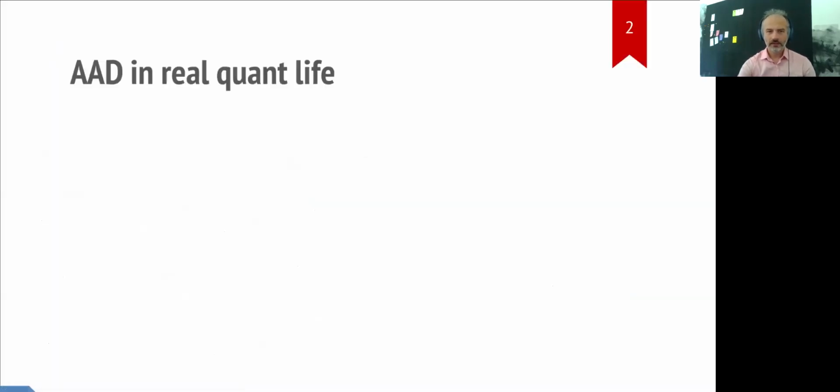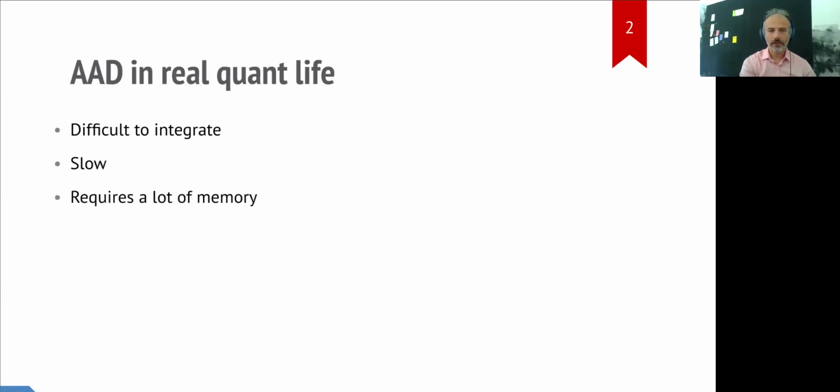So what is AAD in real quant life? Difficult to integrate. You can hear that some projects are going on for years to get it done, and still no result. It's slow. You need to integrate your active type throughout your code base, and this reduces the performance. It requires a lot of memory. You need to be clever about that. You do hear a lot about checkpointing or other ways to reduce that, but generally the demands for memory are fairly high, and this is what sometimes prevents executing it efficiently on GPU.